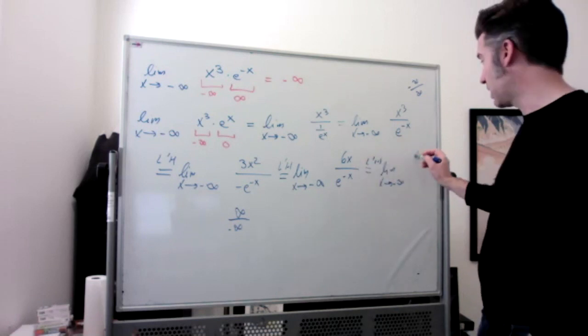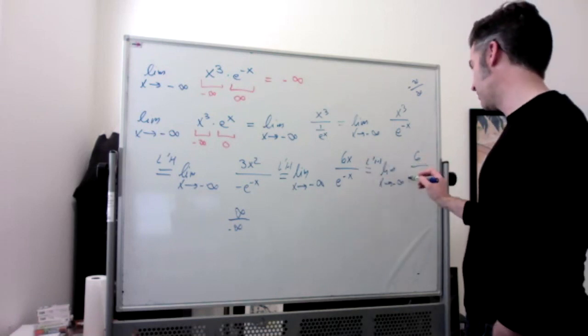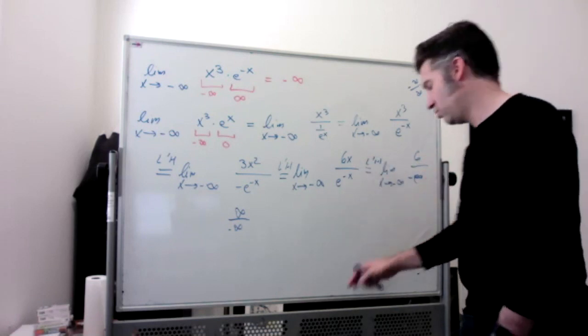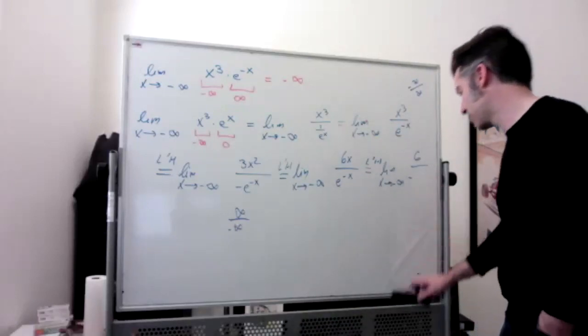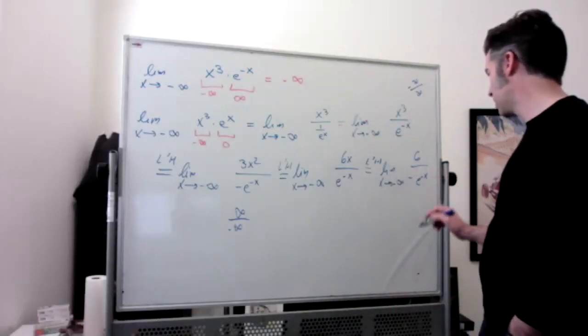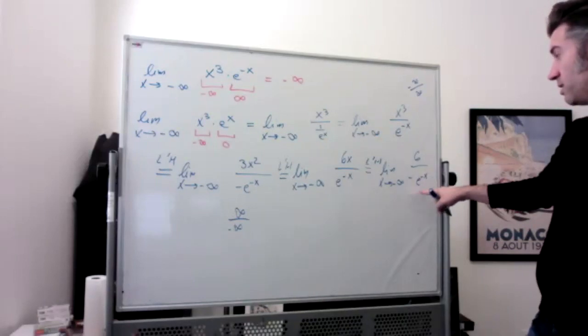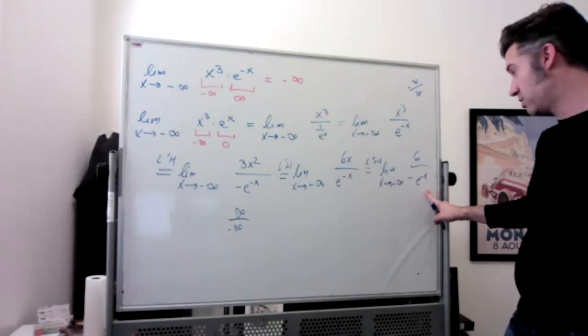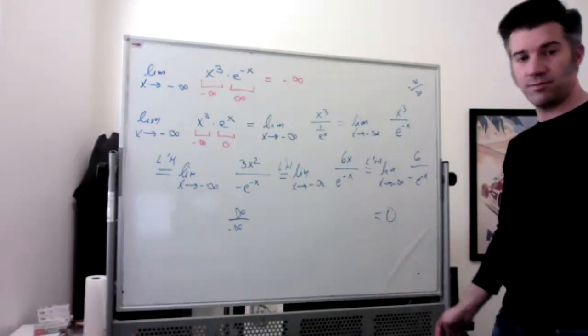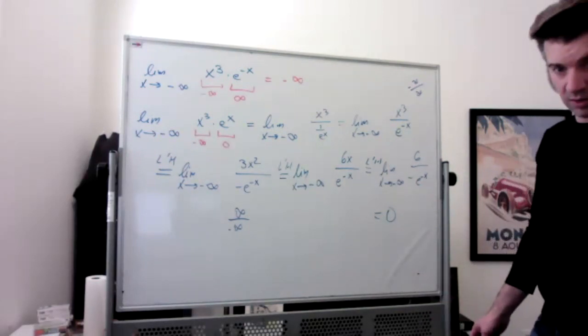Derivative of the top is 6. Derivative of e to the negative x is negative e to the negative x. And so we get 6 over something that's getting negatively infinitely large. That's going to go to 0. So in this case, it is 0.